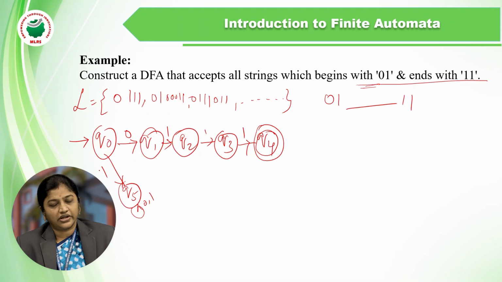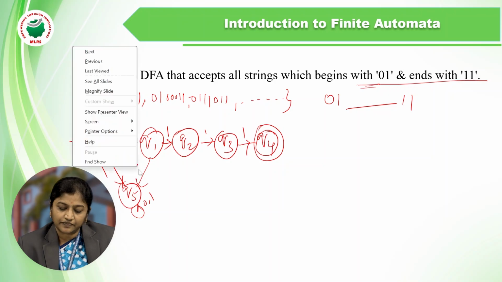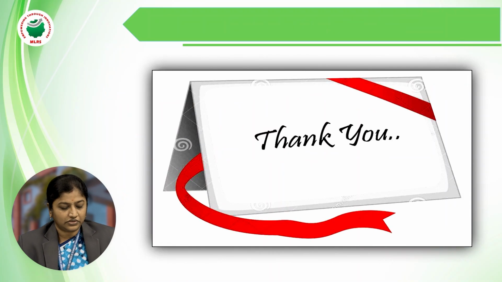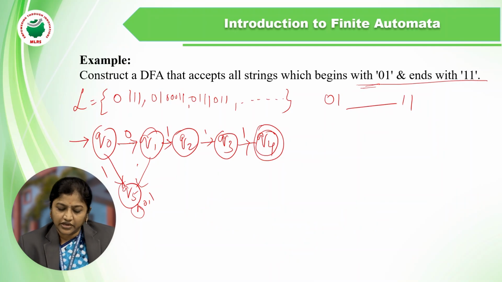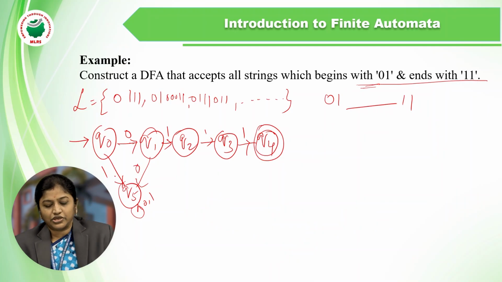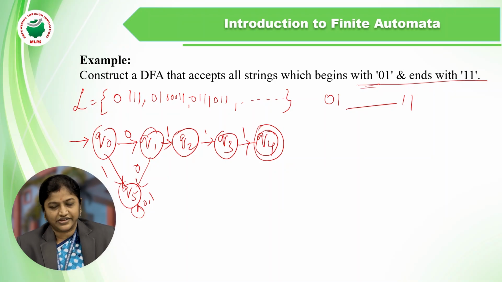So Q0, 0 is done, 1 is done. Next Q1, 1 is done. What about 0? It should not take 0, right? Already 1, 0 is here. Again it can't take 0. So where should I take it? Again a dead state. So Q1, 0 is finished, 1 is finished, right? As this is not reaching the final state, this 0 is not considered and this 1 is not considered. So Q1, 0 is over, 1 is over.